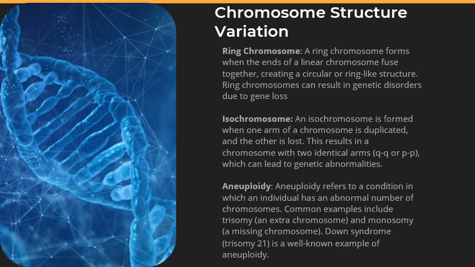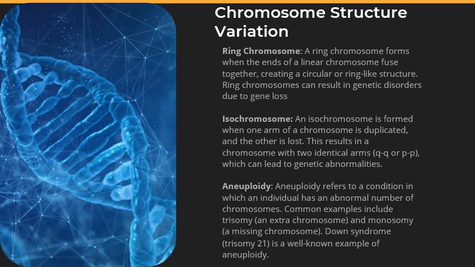So our list of chromosome variations continues. On this slide, we'll go over ring chromosomes, isochromosomes, and aneuploidy. So these are important types of chromosomal abnormalities that involve changes in the number and structure of chromosomes. So let's talk about ring chromosomes. A ring chromosome is a structural chromosomal abnormality in which the ends of a linear chromosome fuse together to form a circular or ring-like structure.